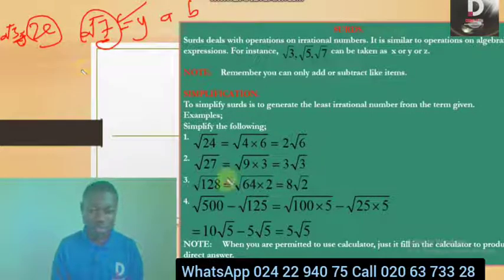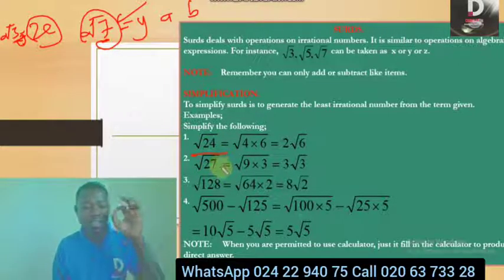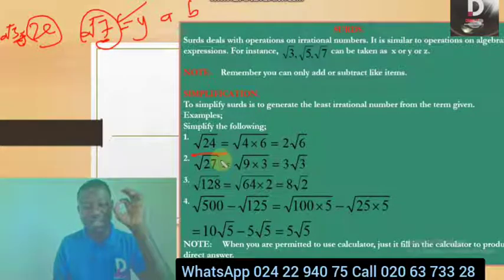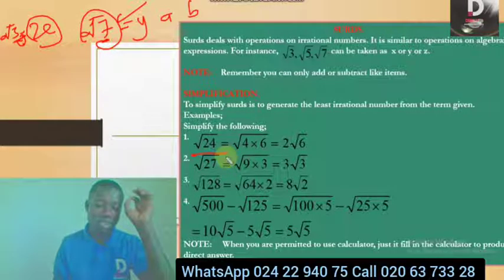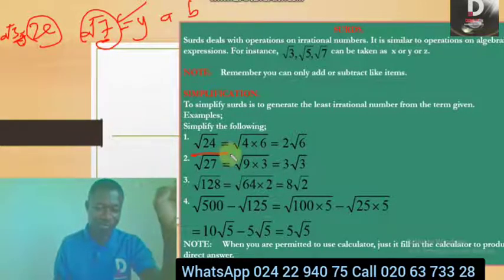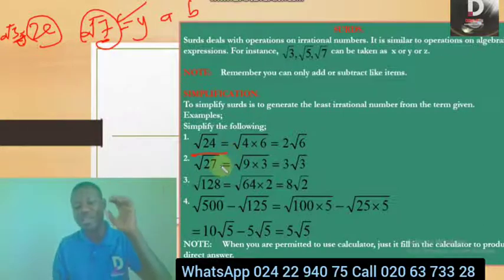So starting from simplification, how to simplify radicals, how to simplify root numbers like this. What it means is that you are expected to generate the highest rational number from it. That is what it means, and it will come out automatically. Now you know rational roots: root 1, root 4, root 9, root 16, on and on and on. There are many of them.